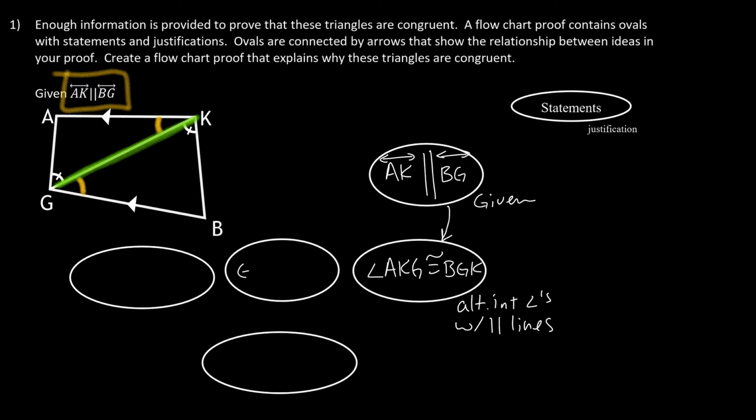I'll say that segment GK is congruent to segment GK, and that's just the reflexive property. Things are congruent to themselves. Segments are also equal in length to themselves also. So there's a reflexive property for congruence and a reflexive property for equality. I'm fine with you just saying it's the reflexive property.